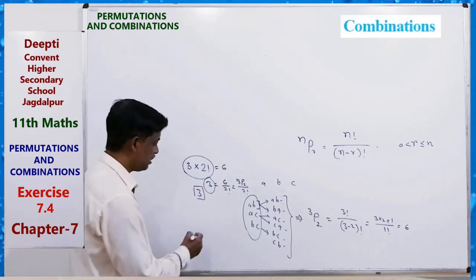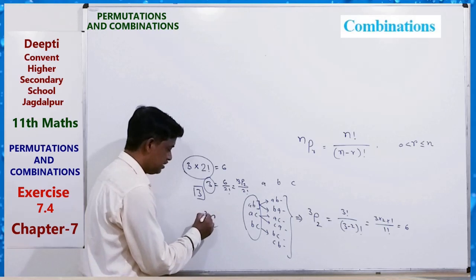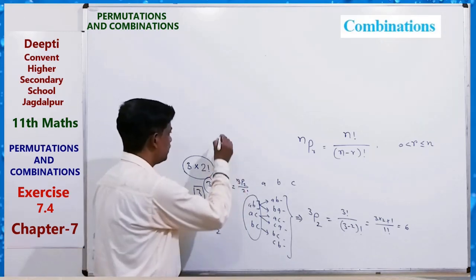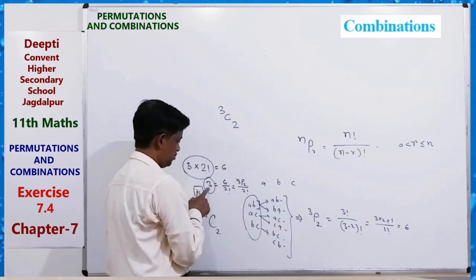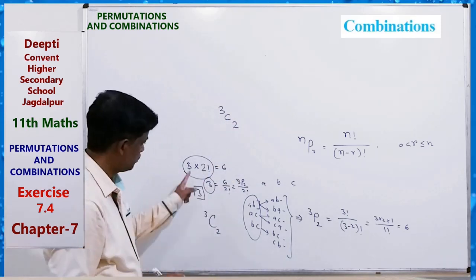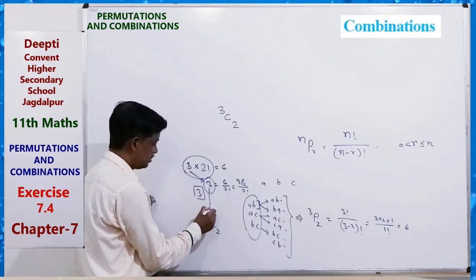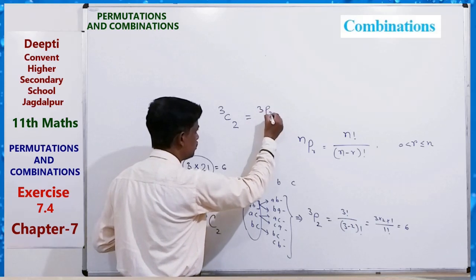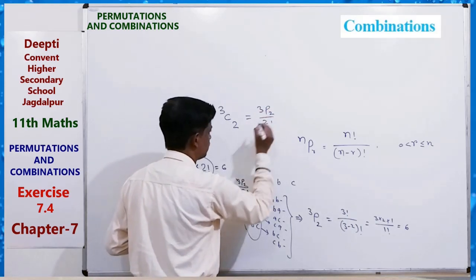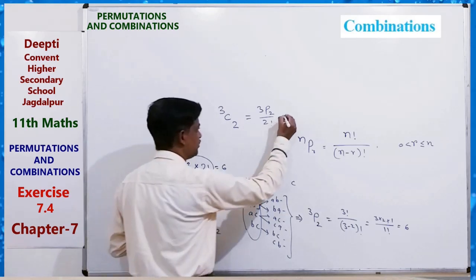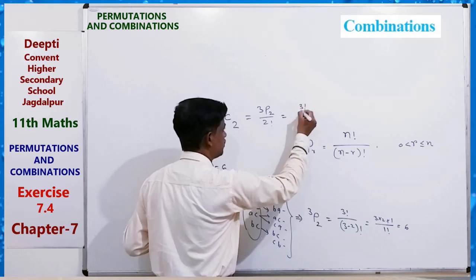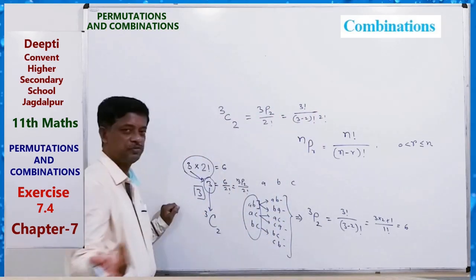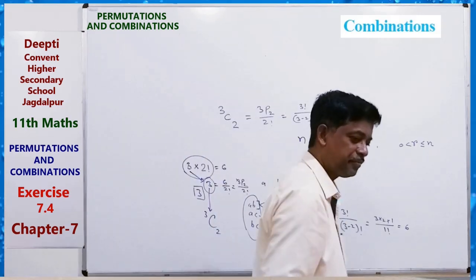This selecting of 2 from 3 is denoted by C, combination: 3C2. So 3C2 equals 3P2 divided by 2 factorial. That is, we can write 3 factorial upon (3 minus 2) factorial, and then 2 factorial. This is the value of 3C2.